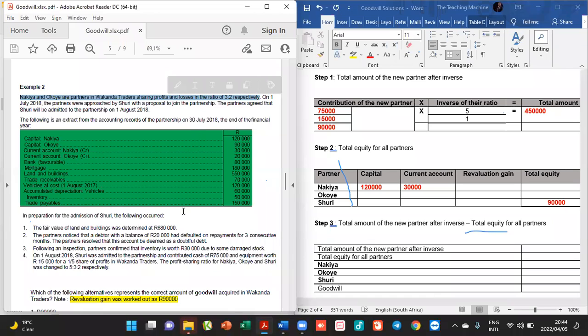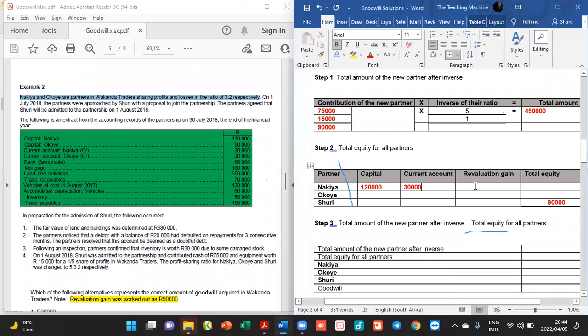So when we split 90,000, we're going to say 90,000 multiplied by 3/5. And this will give us how much? 54,000. When we split for Okoye, we're going to say 90,000 multiplied by 2/5. And this is how much? 36,000. Thank you very much.